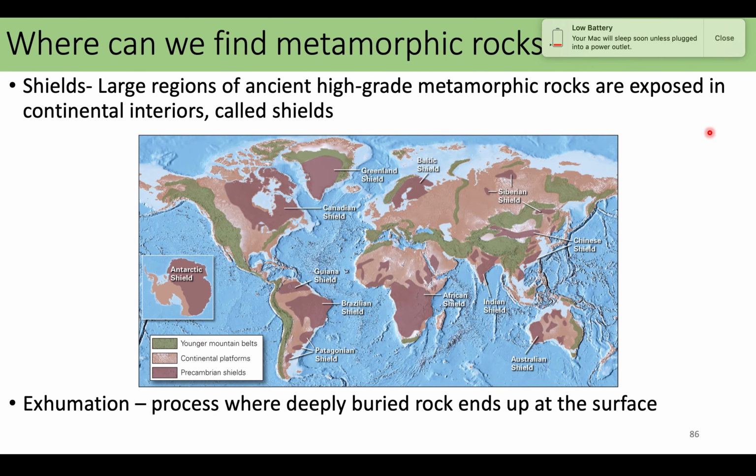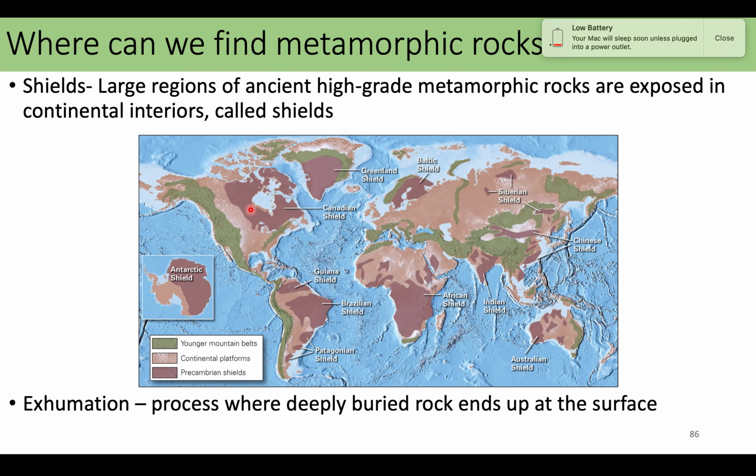So where do we actually see metamorphic rocks on Earth? I should say, where do we see metamorphic rocks at the surface? So when we see large, very, very old areas of high-grade metamorphic rock that is now exposed, we call that a shield. So there are some continental interiors. For example, we have the Canadian Shield in North America. This is a very ancient high-grade metamorphic rock that at this point now is at the surface. So everything has been eroded away that was on top of it. So it has been brought to the surface.